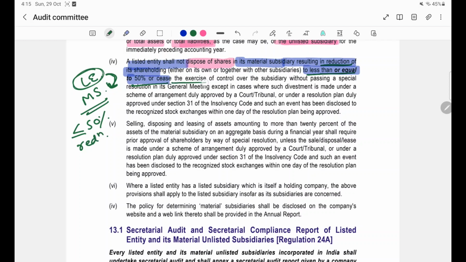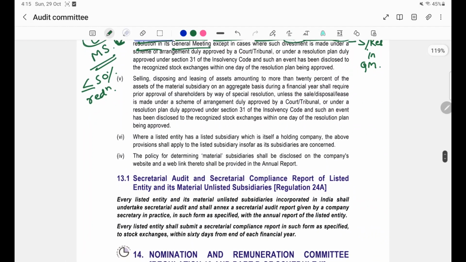Or it should not cease the exercise of control over the subsidiary without passing a special resolution in its general meeting. So if it has to lose the exercise of control over the subsidiary, then what should it do? It should pass a special resolution in general meeting. So these are the limits. Again, this one you can read: selling, disposing and leasing of assets amounting to more than 20% of the assets of the material subsidiary on an aggregate basis. So this limit you have to remember.